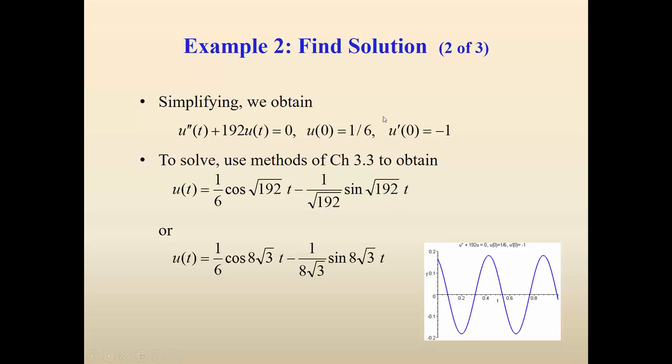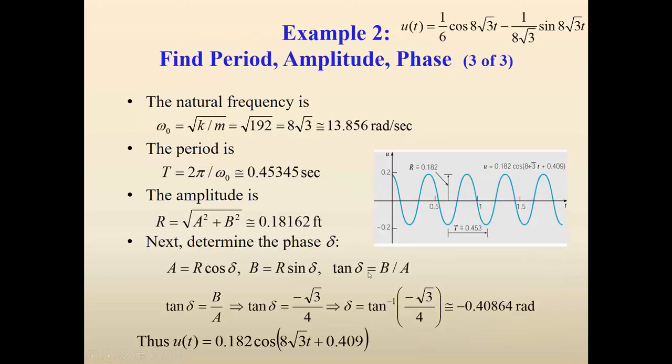Plugging in our initial conditions, this is what we end up getting. Notice you can pull out a 64 from here. Notice this, you divide it by 3, you'll get 64. So we can simplify our lives and make this a little bit nicer to look at. Natural frequency is not going to be anything pretty to look at, so we like to leave it as 8 square root of 3. The period, if you really want to, is this.